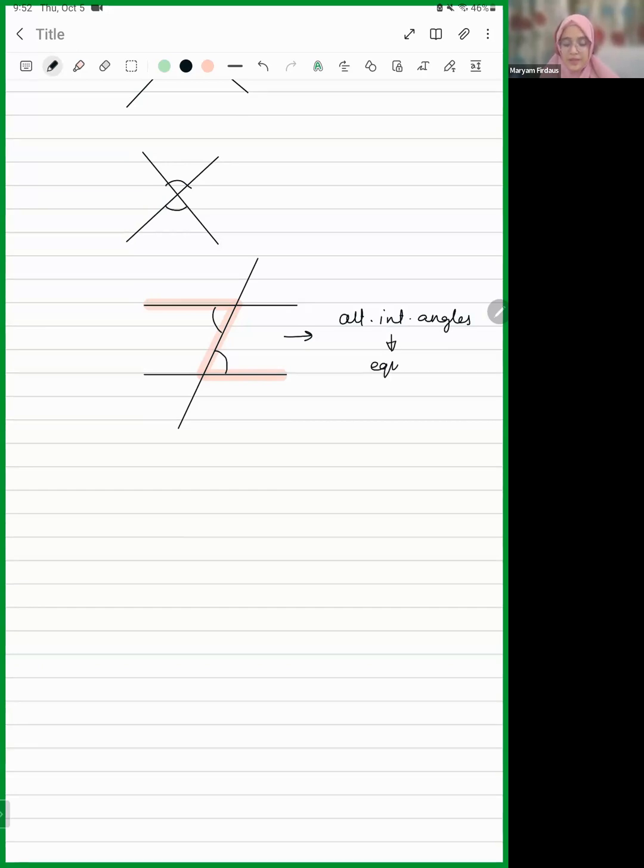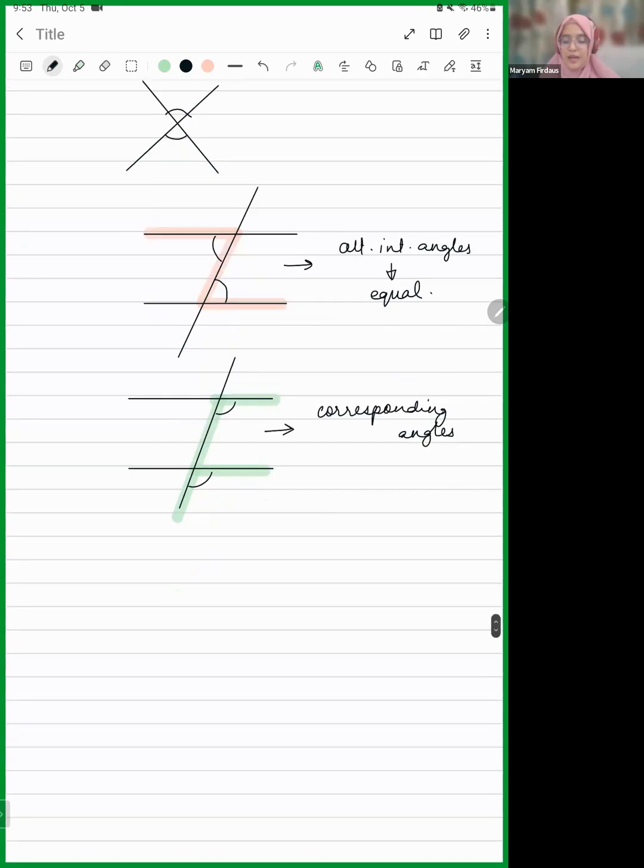Now, let's say this is a transversal. You have this angle and this angle. What do these become? They are called corresponding angles. Yes, they make an F. You don't have to say on the same side of the transversal. Just say corresponding angles, that is enough. And these are equal.